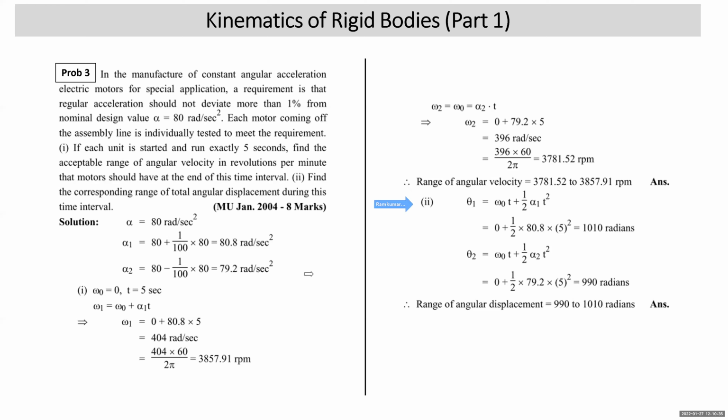He is asking the corresponding range of total angular displacement. Here the final angular velocity is not under consideration, so we will use theta is equal to omega naught t plus half alpha t square. In the first case, theta 1 is equal to omega naught, which is 0, plus half into 80.8 into 5 square, that is 1010. In the second case, theta 2 is equal to omega naught t plus half alpha 2 t square. Omega naught is 0 plus half into 79.2 into 5 square, that is 990. Hence, the range of the angular displacement is 990 to 1010 radians.